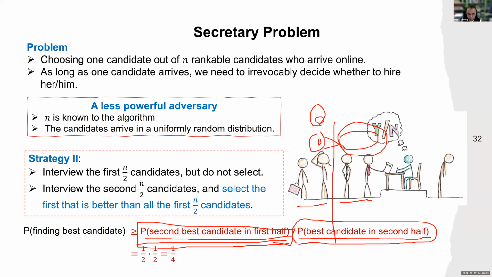So that gives you half-half. Any candidate appearing in any half has probability half. So these 2 events each have probability half. Multiplied together, it's a quarter. So that means you have a quarter chance of selecting the best candidate. Yeah, you are allowed not to hire anyone. Yes, you're right.